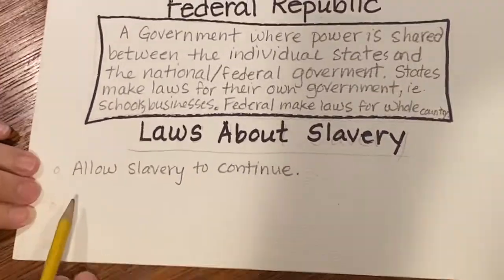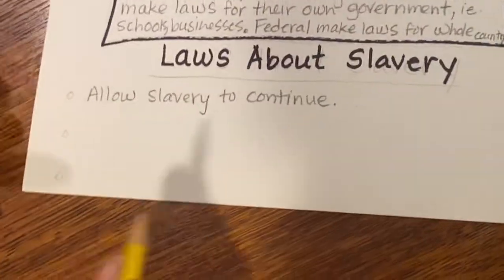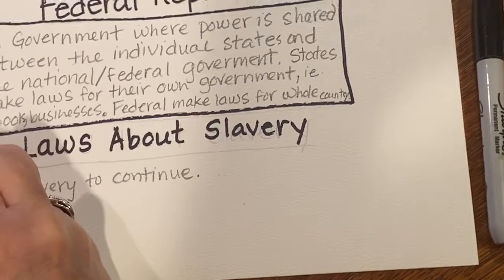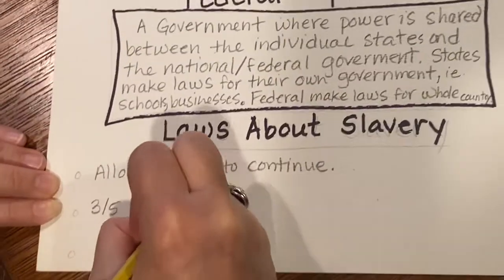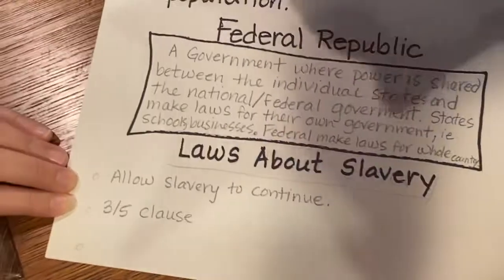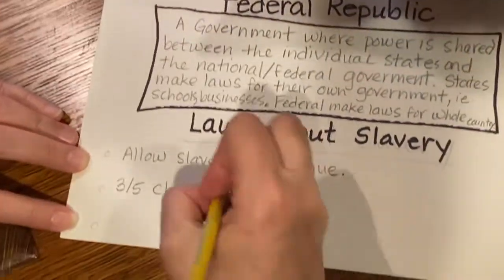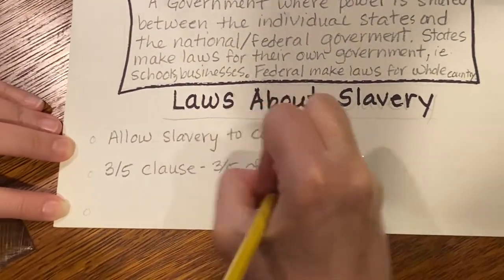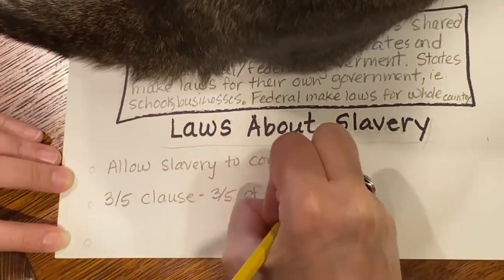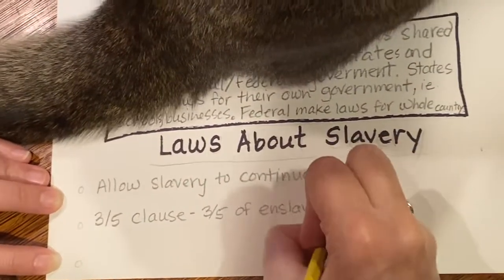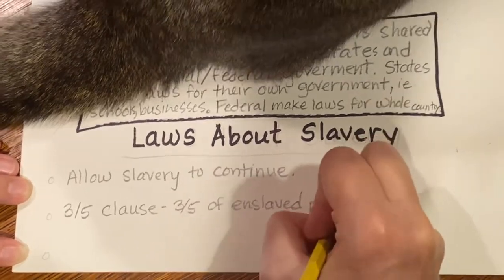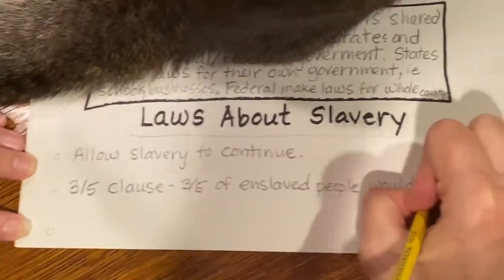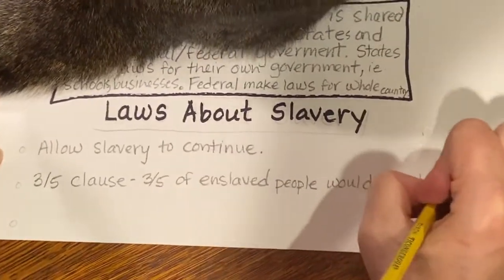Okay, and then what were the other two things about slavery? One was what we called the 3/5 clause. And that, oh, Jimmy, all right, sit down. The 3/5 clause meant that 3/5 of enslaved people would count towards the population.